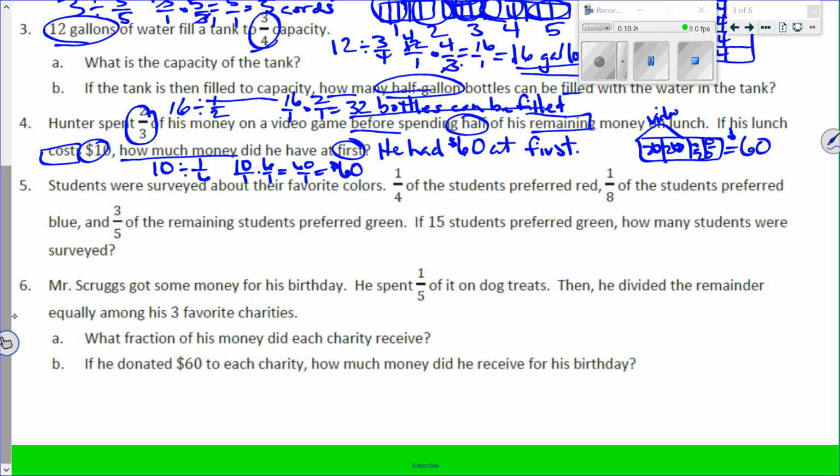The model makes it much more clear for you. So I do highly recommend you guys try to practice on these models, get a little more comfortable with them. Our next one, now we look at the students that were surveyed for colors.